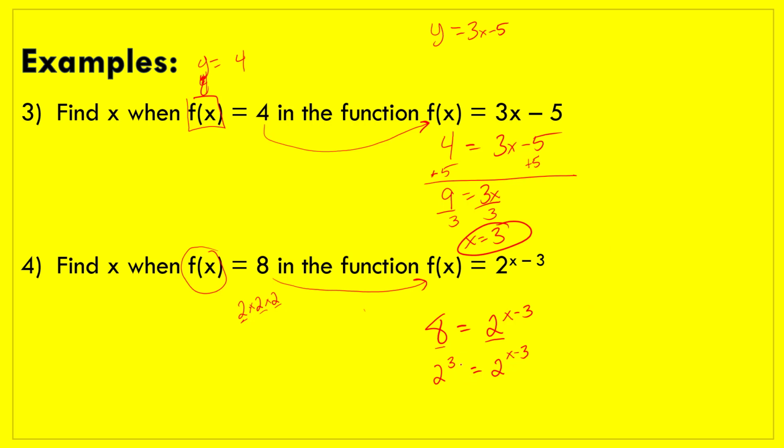Now, back at the beginning of the year, we said that if we have the same base, we can set our powers equal to each other. So 3 is equal to x minus 3. We add 3 to both sides. 6 is equal to x. Now, this one takes a little bit for us to remember, which is why we just did a few basic examples with it at the beginning of the year. We're going to continue to do more examples with it, but it all comes down to being able to break that number down into an exponential statement.